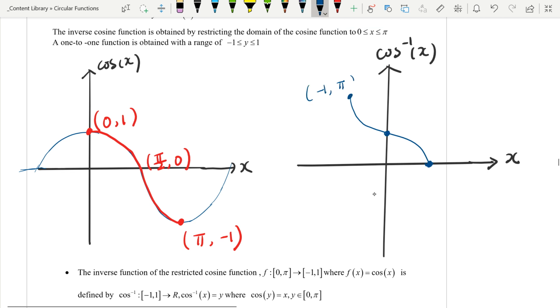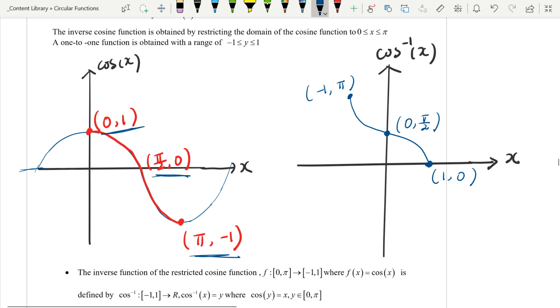So -1, pi is the first point to remember, then 0, pi over 2, and 1, 0. Same shape, okay, still that kind of quickly increasing shape, and it's kind of a reflection and translation compared to sine inverse. Very similar, almost the same shape, but at 3 different points. So minus 1, pi, reflect that one, 0, pi over 2 reflect that one, and 1, 0 reflect that one. So it's a decreasing function as well, because the original cos is decreasing, and after reflection it's decreasing as well.